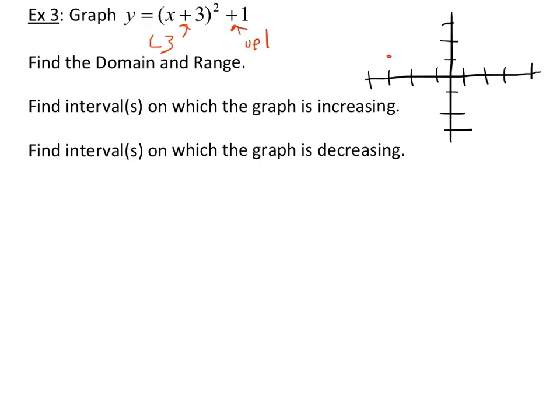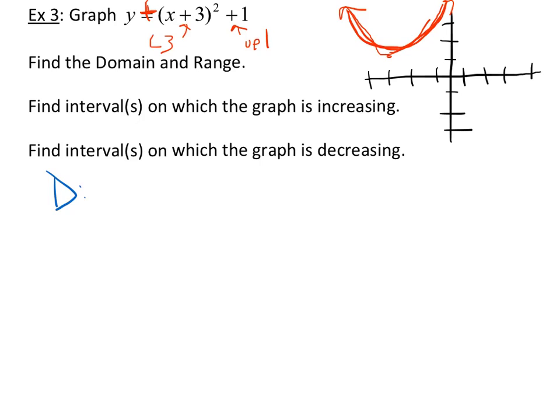The outside is positive. There's no negative out front. Let me show you a plus there. So this is going to open up. My parabola will open up. And that's supposed to be a U. There's my U. All right, so now that I have this, now I can go and do domain and range.